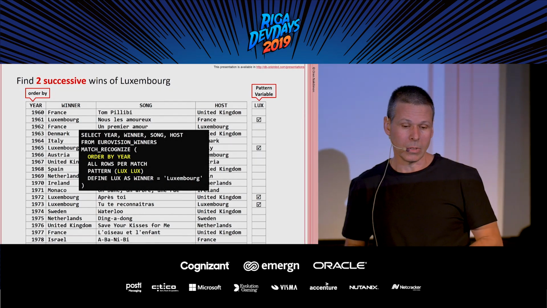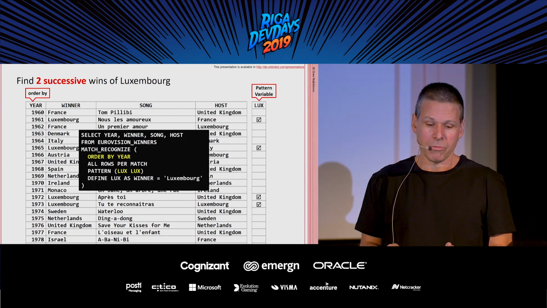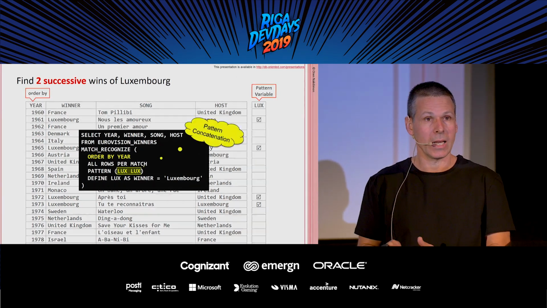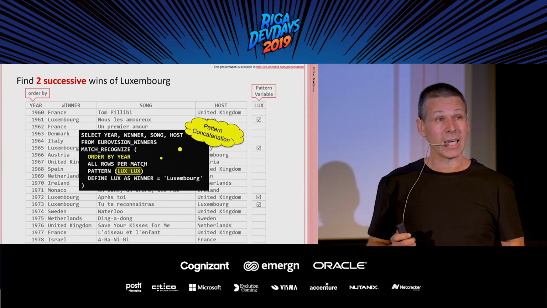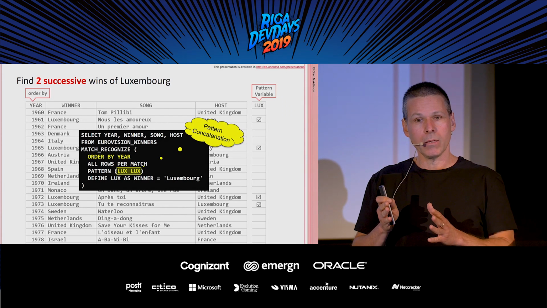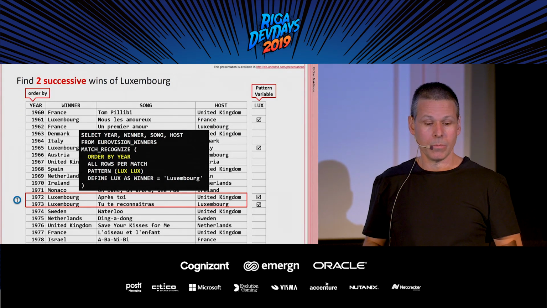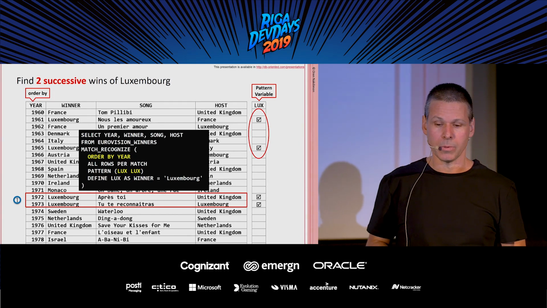And we change the pattern, and this is all we have to do. We are now looking for Lux. This is called pattern concatenation. We are looking for a Lux record followed by a Lux record. And this is our match. Okay, 1972, 1973, we have two successive wins of Luxembourg.